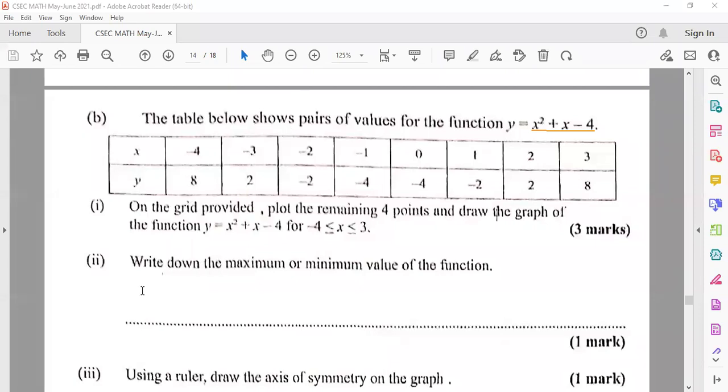Quick example, I guess. This is not the answer to the question. This is just a quick example of how we use it. We call it a function. Some people might call it a function machine, right? So it says that y is equal to x squared + x - 4, and we're going to say let x be equal to -4, right?